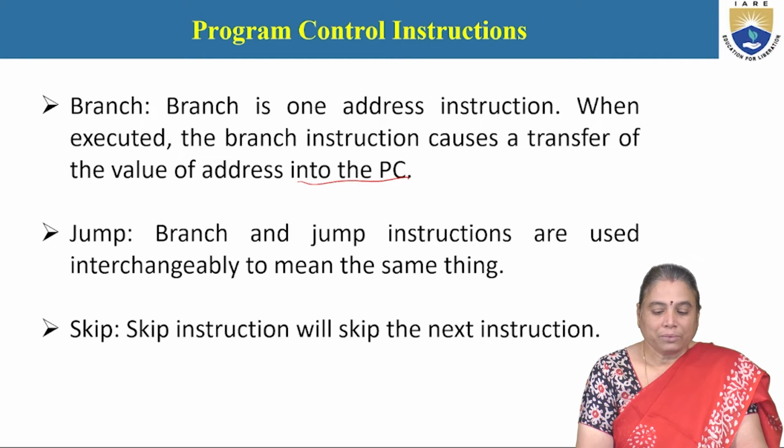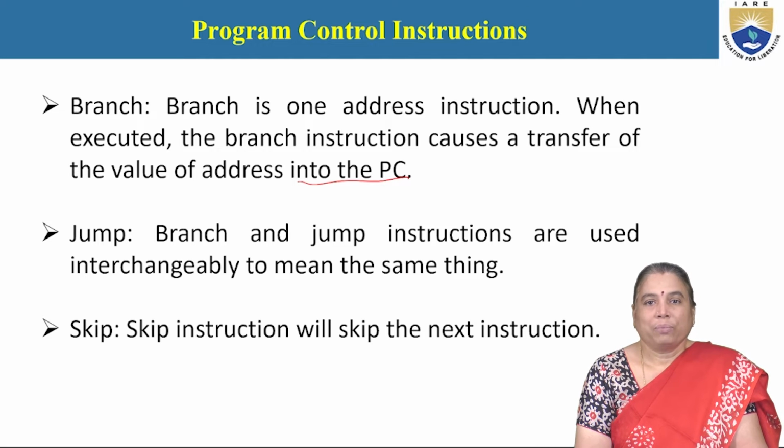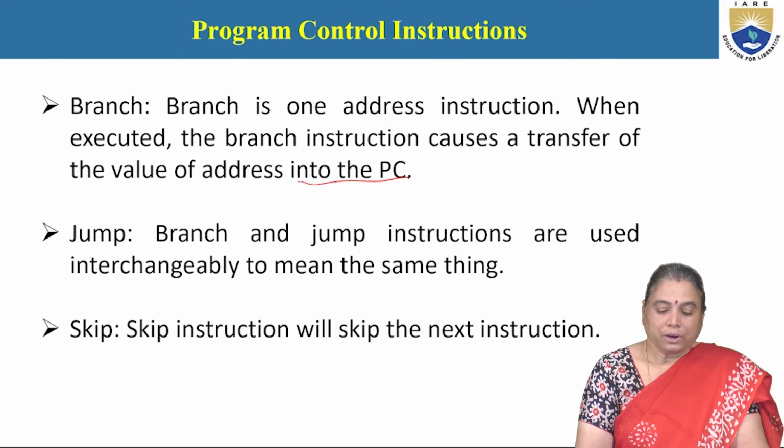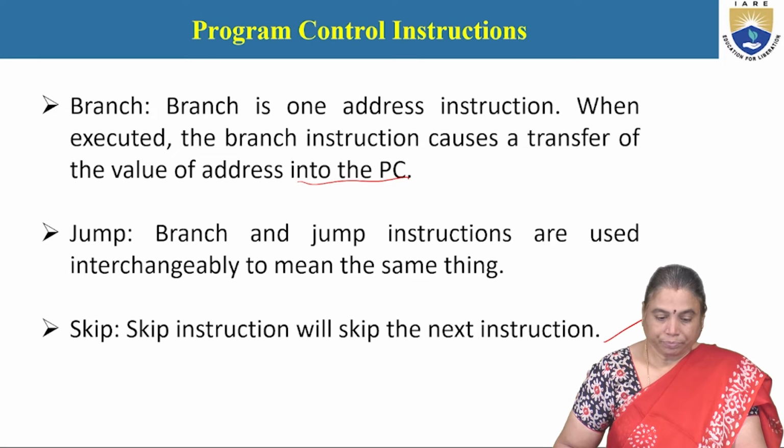Branch and jump instructions are used interchangeably to mean the same thing. Jump and branch are generally the unconditional branching statements. So without checking any condition, the sequence of execution of the program can be altered with the help of branch and jump. Skip instruction will skip to the next instruction.